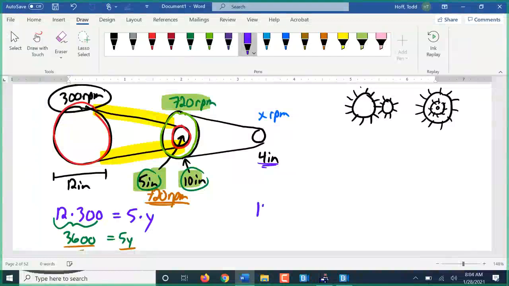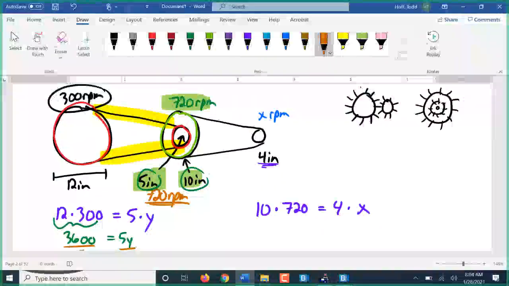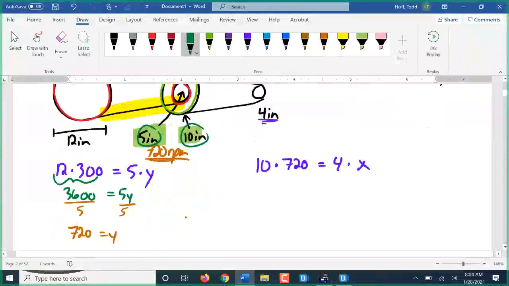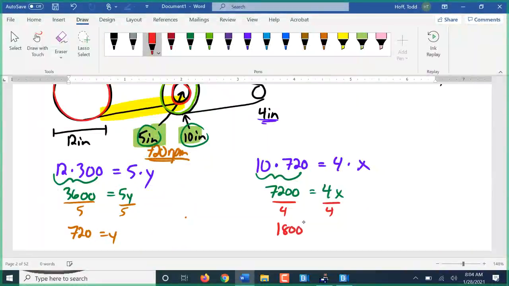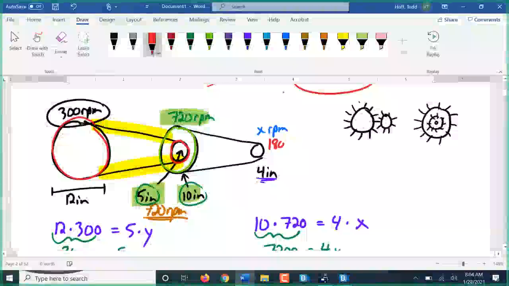So we have the 10-inch pulley times the 720 RPMs equals the 4-inch pulley times X RPMs. 10 times 720 is 7,200 equals 4 times X. We'll divide by 4. 7,200 divided by 4 is 1,800 for X. So this pulley is turning at 1,800 RPM.